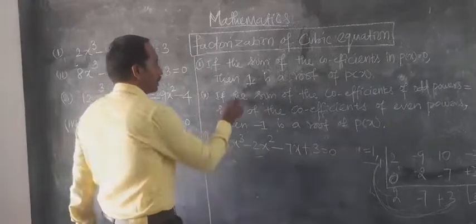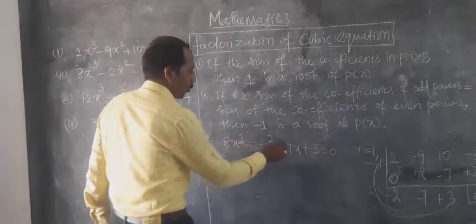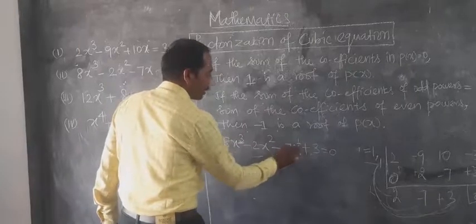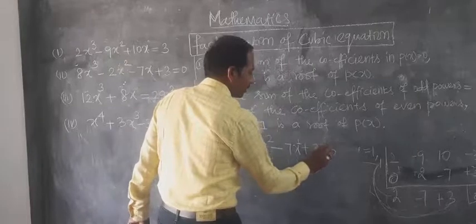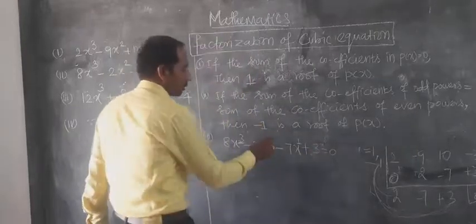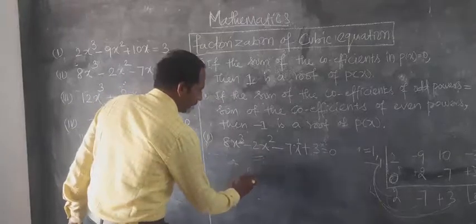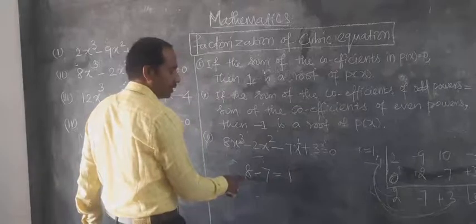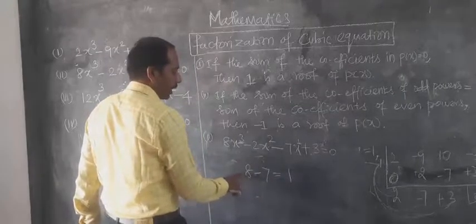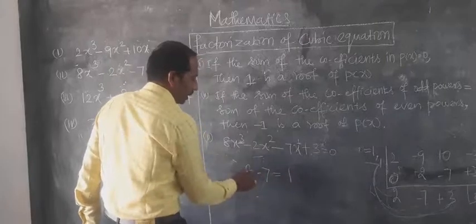Next point, sum of the odd coefficients. Odd means 3 and 1. Here 2, the x power 0, is also even. X power 0, so 2 and 0 you can add. Now come to the point: 8 minus 7, what is the value? 1. Because the signs are different, you have to subtract and put the answer with the big number's sign, positive.